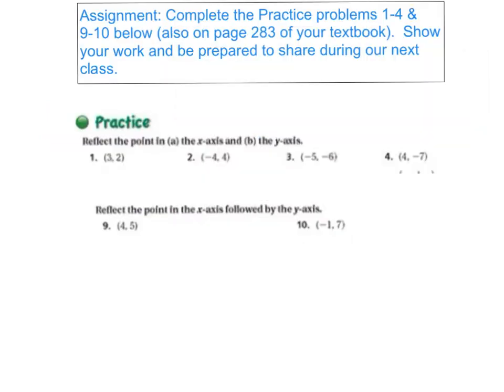Your assignment for this lesson is to complete the practice problems 1 through 4 and 9 through 10 below. They're also on page 283 of your textbook. Be sure to show your work and be prepared to share during our next class.